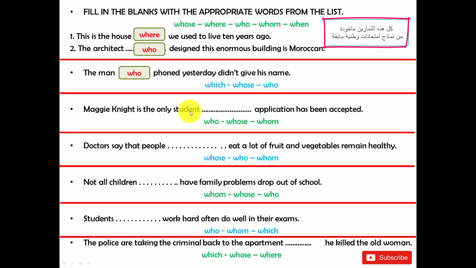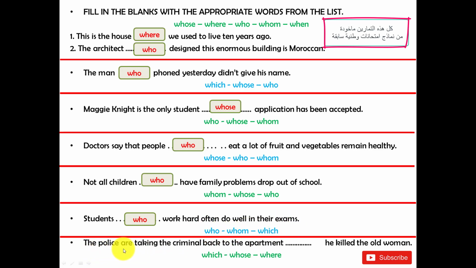Maggie Knight is the only student whose application has been accepted. Good. Whose? Doctors say that people who eat a lot of fruit and vegetables remain healthy. Yes. Very good job. So who? We're talking about people. Not all children who have family problems drop out of school. Good job. So who? Students who work hard often do well in the exams. Very good job. So students who work hard often do well in their exams.